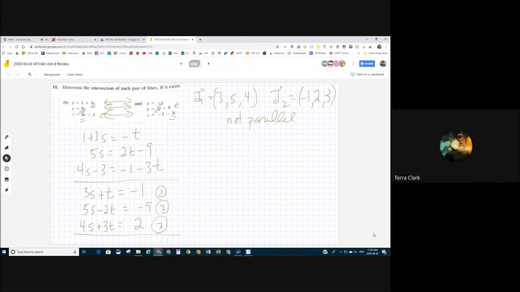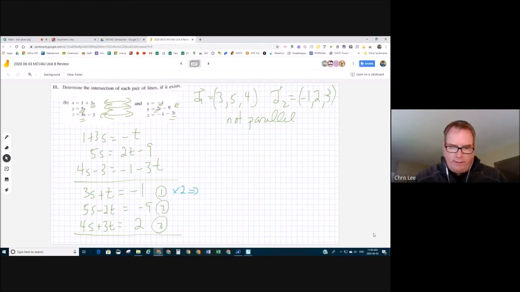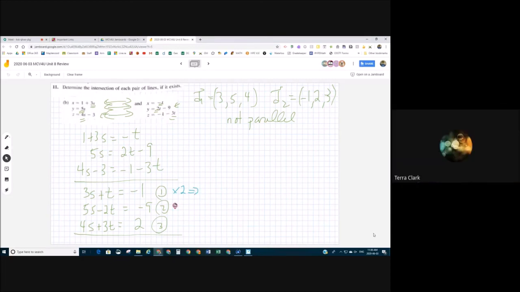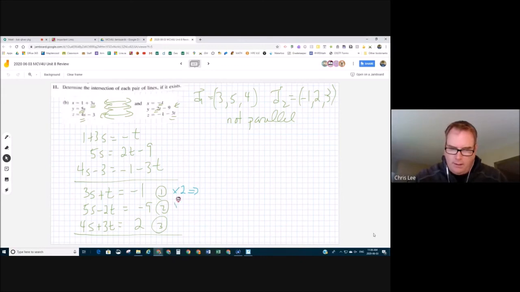You can multiply the first one by 2 and then get rid of the t's. Excellent. With the second one, right? So I'll do this over here because I run out of room underneath. Multiplying the first one by 2 makes this 6s plus 2t equals -2. And I like to renumber these. You don't have to, but I do. The second one I don't do anything to, so 5s minus 2t equals -9.